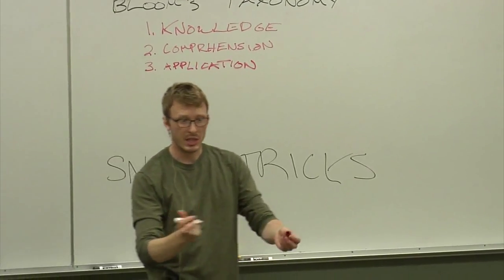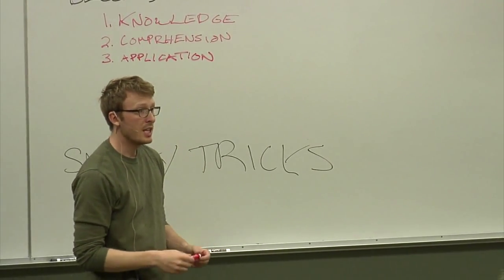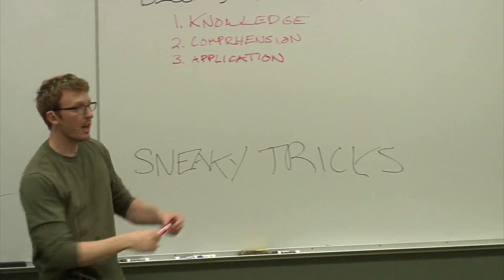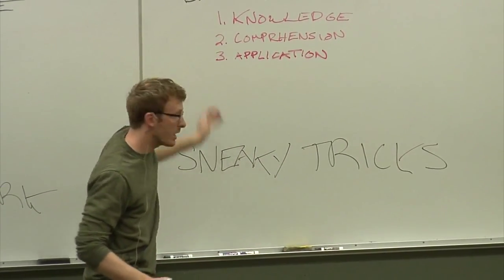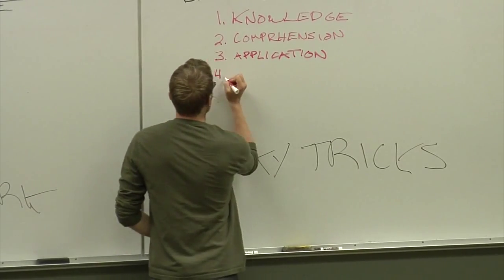Right? That's application. I know a net. Nets are how we capture cutting stones. Let me capture this net, this cutting stone. This is sort of the basics of Bloom's taxonomy. Levels 4, 5, and 6 are where things get interesting.